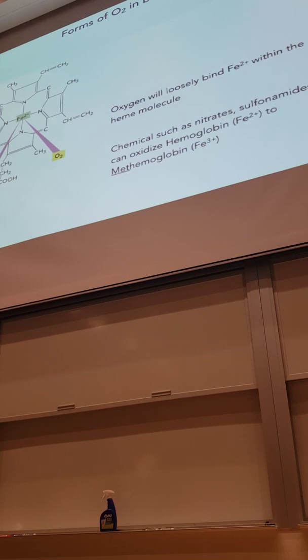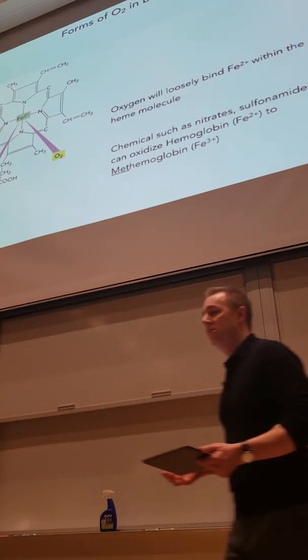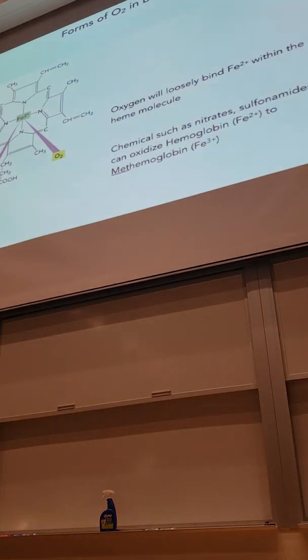So the hemoglobin concentration doesn't tell you everything. There are circumstances where you might have normal hemoglobin, but are unable to bind oxygen properly. And that hemoglobin with Fe3 plus is referred to as methemoglobin.